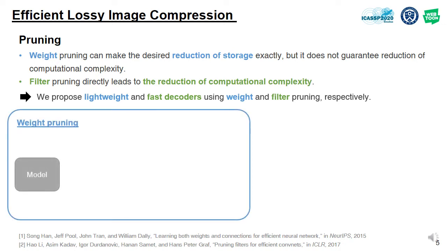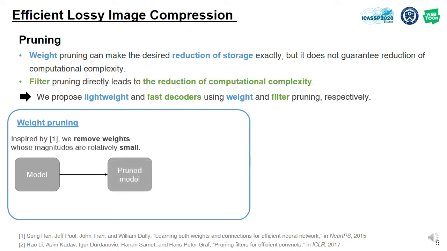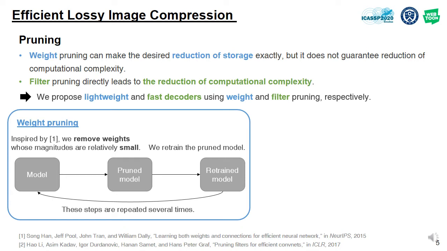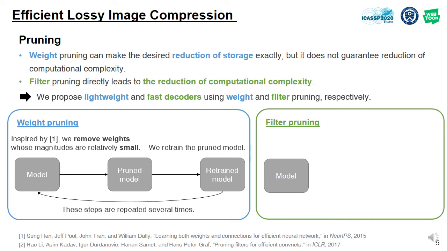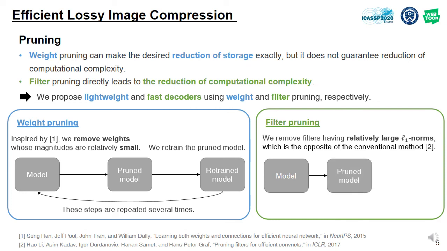For the lightweight decoder, we remove weight whose magnitudes are relatively small. Since the performance of the decoder becomes deteriorated, we retrain the pruned model. These steps are repeated several times. For the fast decoder, we remove filter having relatively large error norms, which is the opposite approach of the conventional method. After removing the filters, we retrain the pruned model.